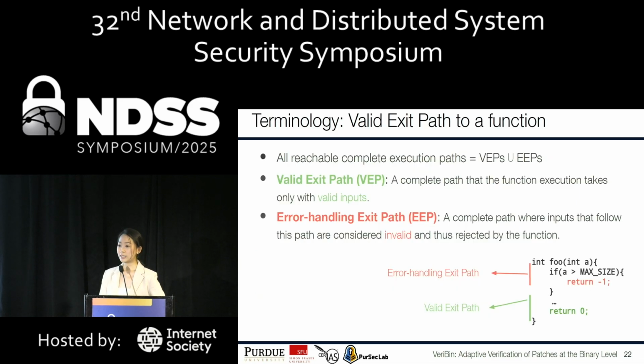Before delving into the details, let me explain some key terminologies. The first one is valid exit path to a function. We categorize all reachable complete execution paths into two categories. Valid exit path refers to complete paths that take valid inputs, while error handling exit path refers to those with invalid inputs. And our verification only focuses on valid exit paths.